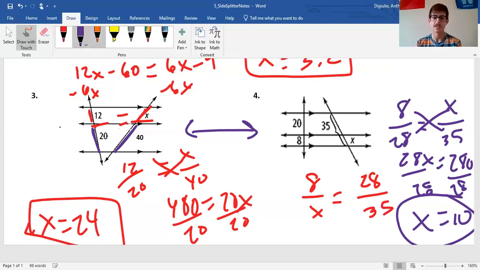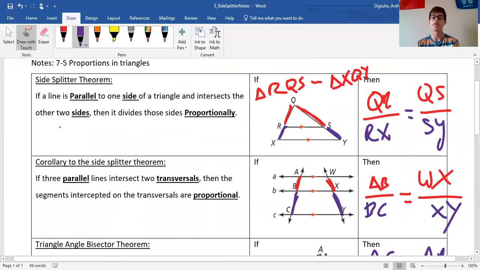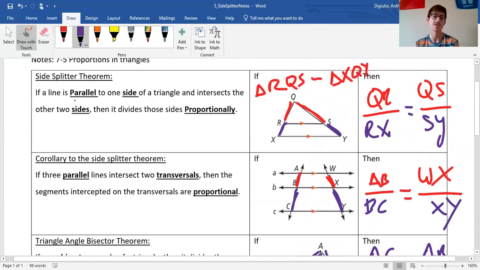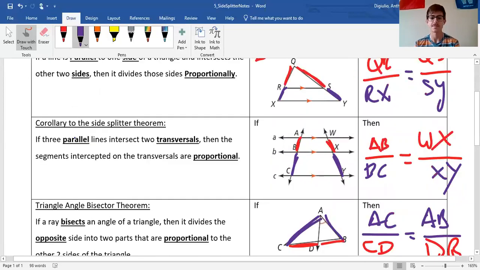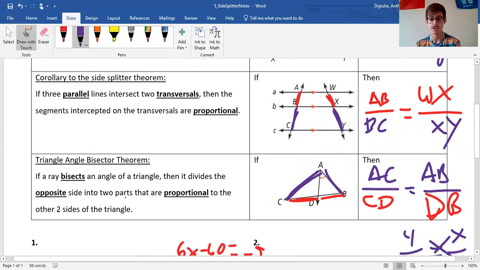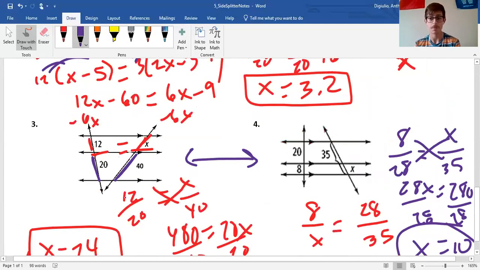Again, I think the most important part of this top part is saying, hey, can I identify these situations? I'm not going to ask you to tell me what the side splitter theorem is or explain how the triangle angle bisector theorem works. I don't need you to do that. What I do need you to do is I need you to look and say, hey, I see that I have one of those situations. So I know that I can set up a proportion, and this is the proportion that I'm going to set up. So that should be your goal for the end of the day. Hopefully that you're able to do that stuff.